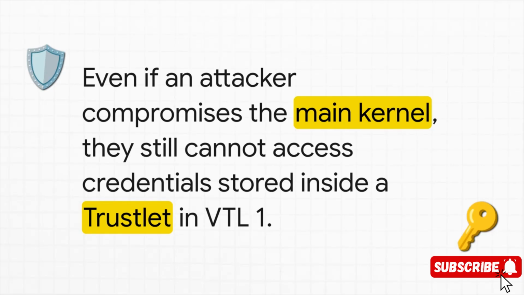So, why is this such a huge deal? Well, think about it. Even if an attacker achieves the Holy Grail and completely compromises the main Windows kernel in VTL 0, they still can't get to the credentials being protected by the lsaiso.exe trustlet in VTL 1. This architecture just shuts down entire classes of attacks we've been fighting for years, like the infamous pass-the-hash attack.